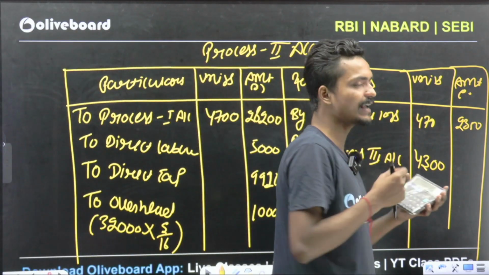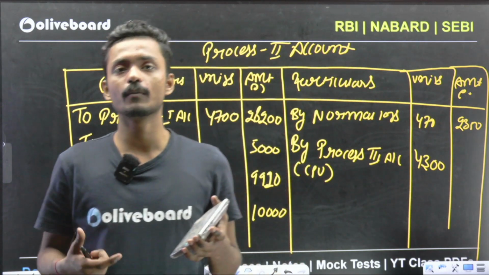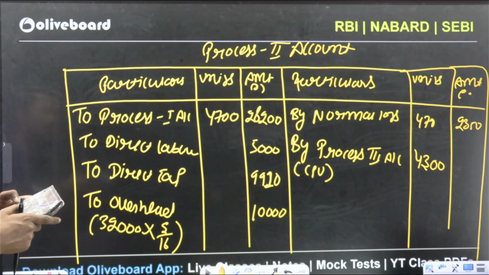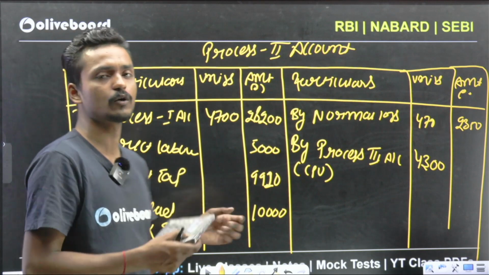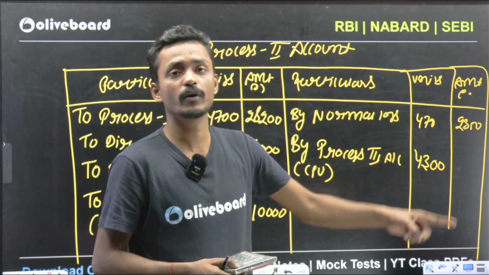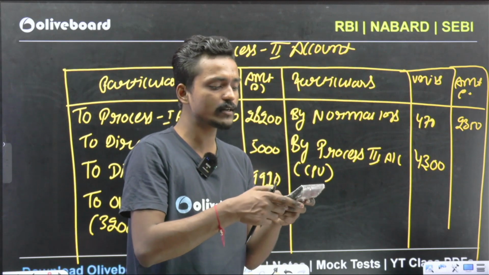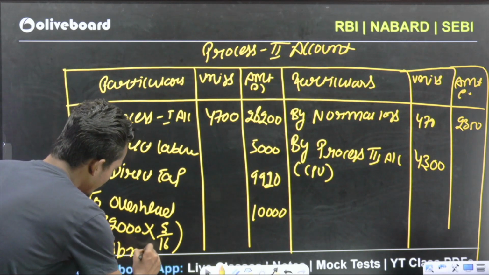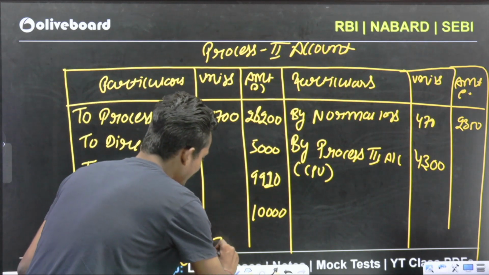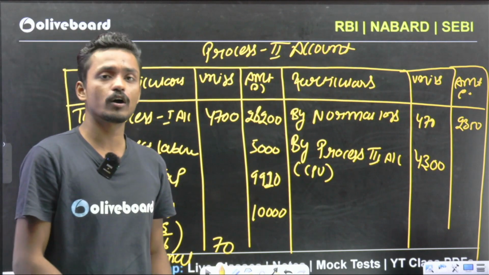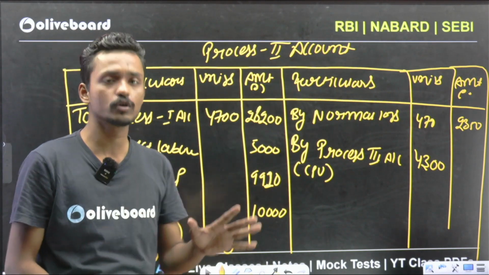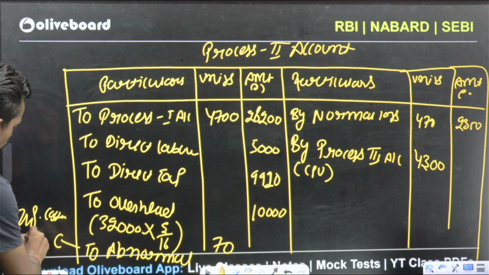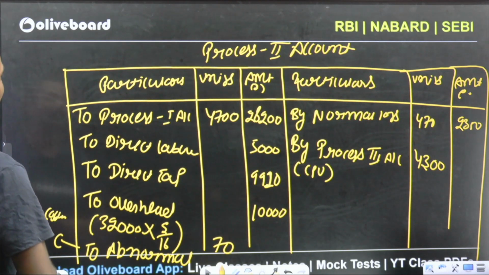So here I can see I am producing over and above the expected output. Yes sir, because in fact we should have only 4,230 units, but we are able to produce 4,300 units. It means 70 units is your abnormal gain. So yes, you can write it down here, your abnormal gain. But are you incorporating your abnormal gain into the process account? No sir, we have to transfer this abnormal gain into your costing P&L account.